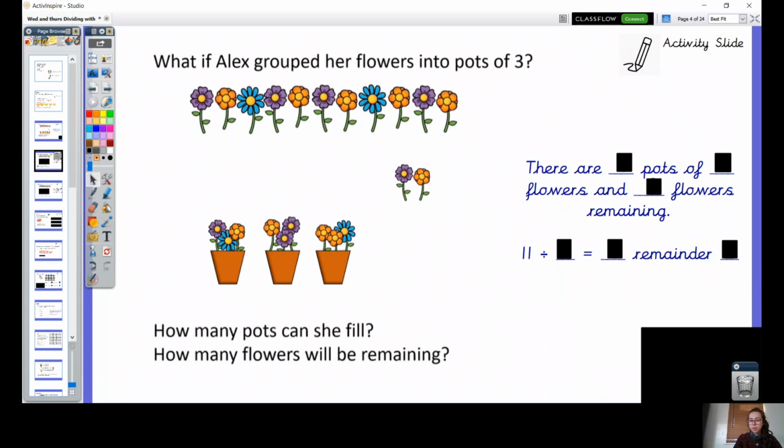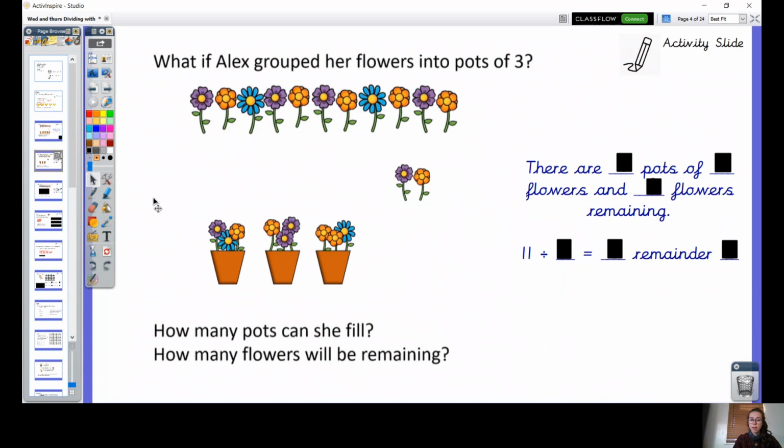Okay, so we should have something that looks a bit like this. It might have been your objects you used, that's okay. But we can see here we've got groups of 3 this time. I've got 1 pot of 3, 2 pots of 3, 3 pots of 3, and I realised I didn't have enough to make another pot of 3. So I realised that I've got 2 left over.